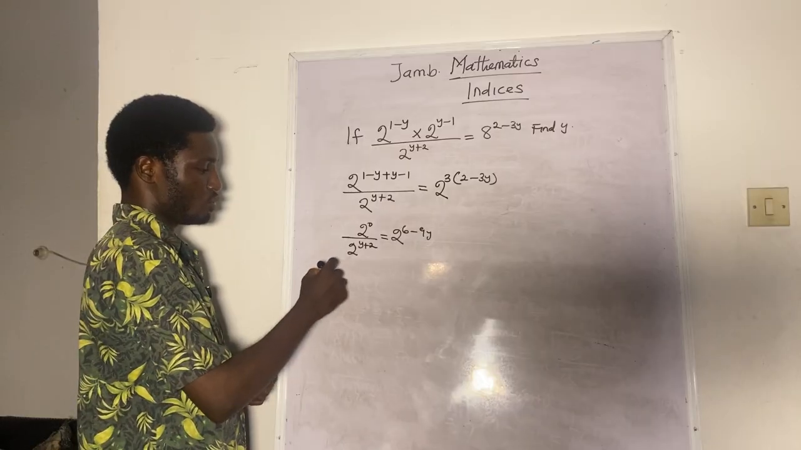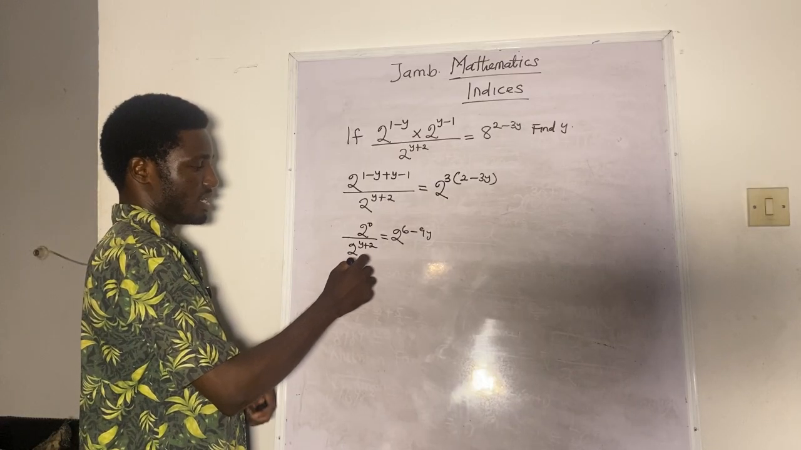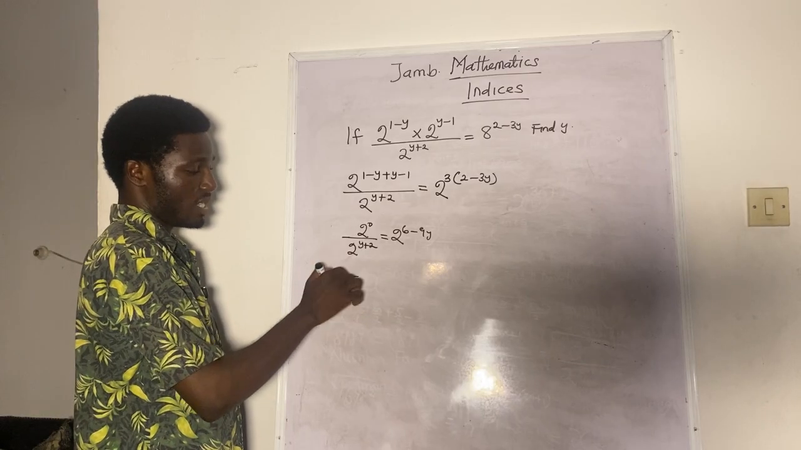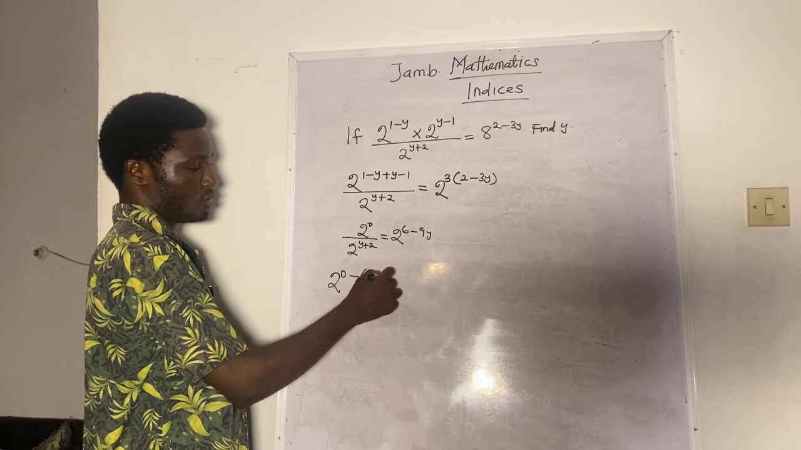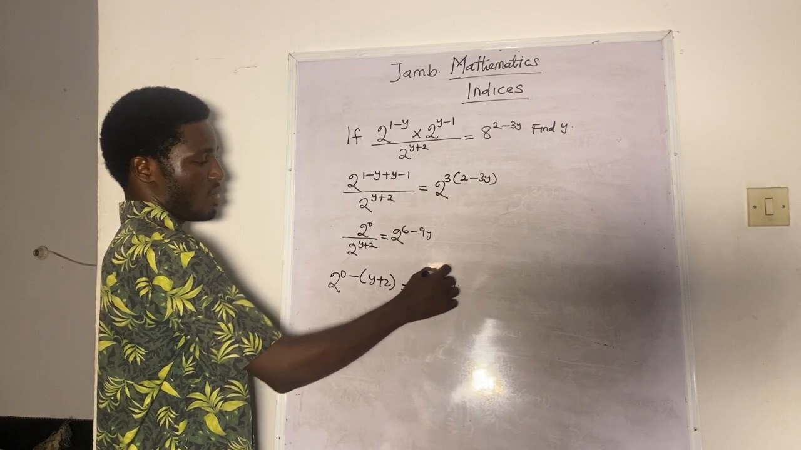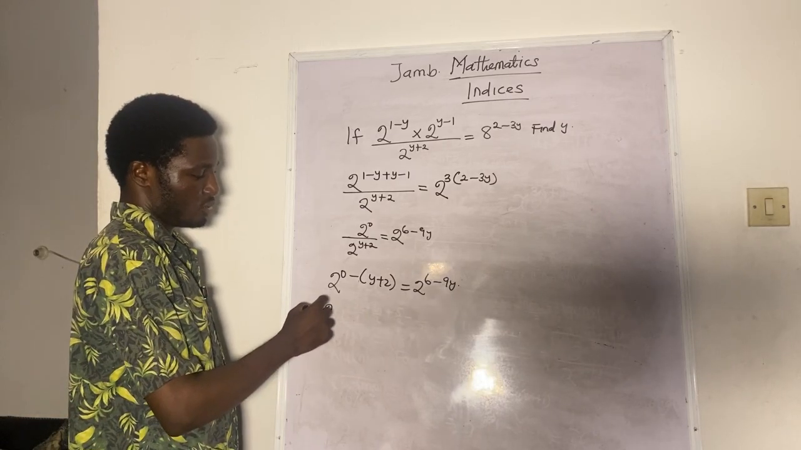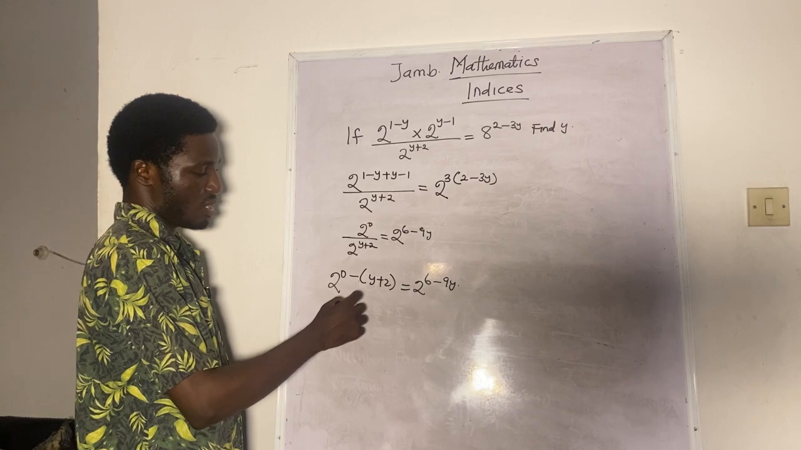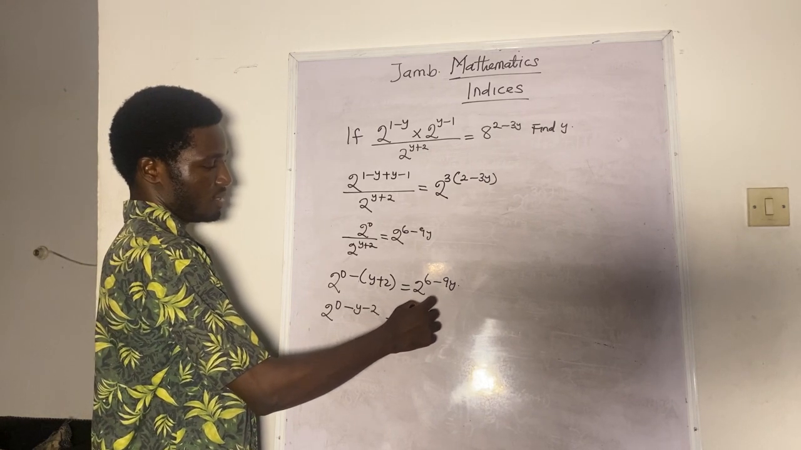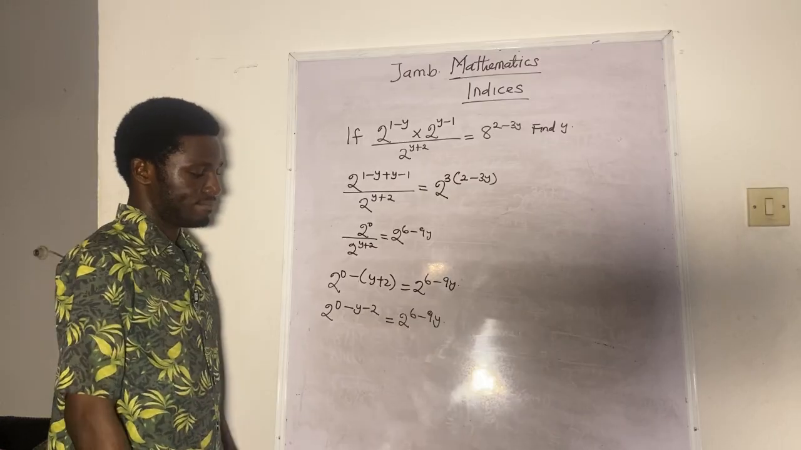So that becomes 2 raised to the power of 0 minus, open bracket, y plus 2, will be equal to 2 to the power of 6 minus 9y. So that gives us 2 to the power of 0 minus y minus 2 will be equal to 2 to the power of 6 minus 9y.